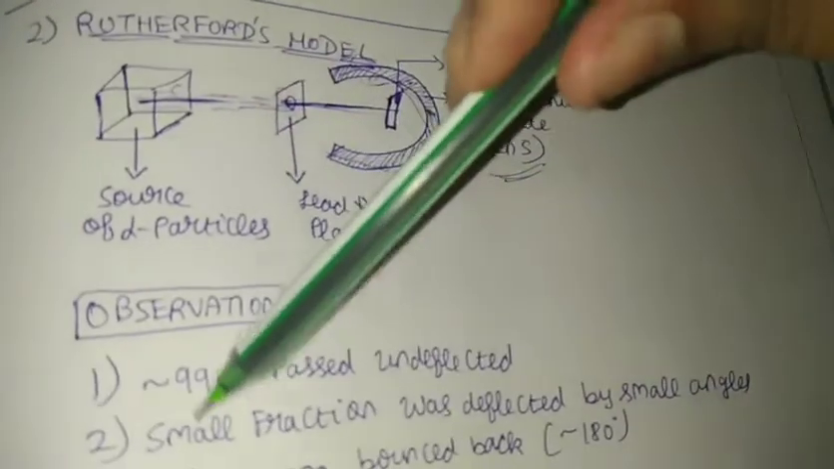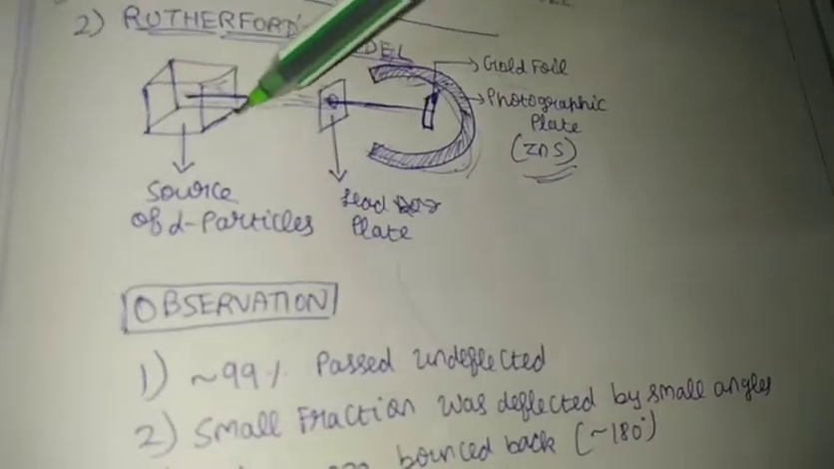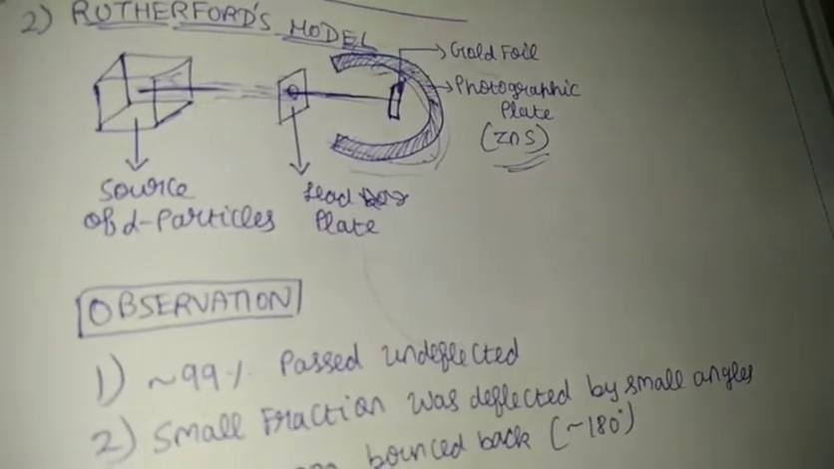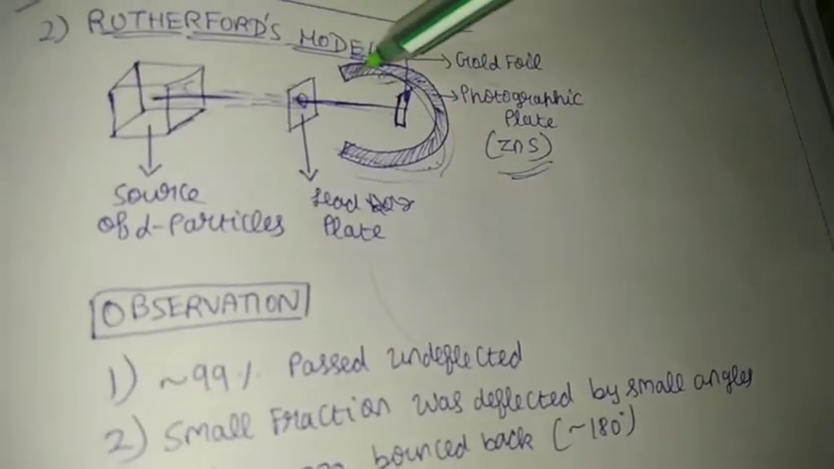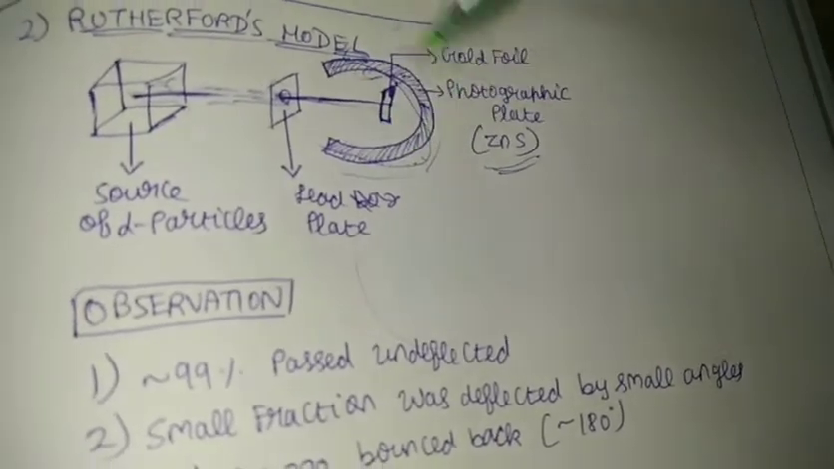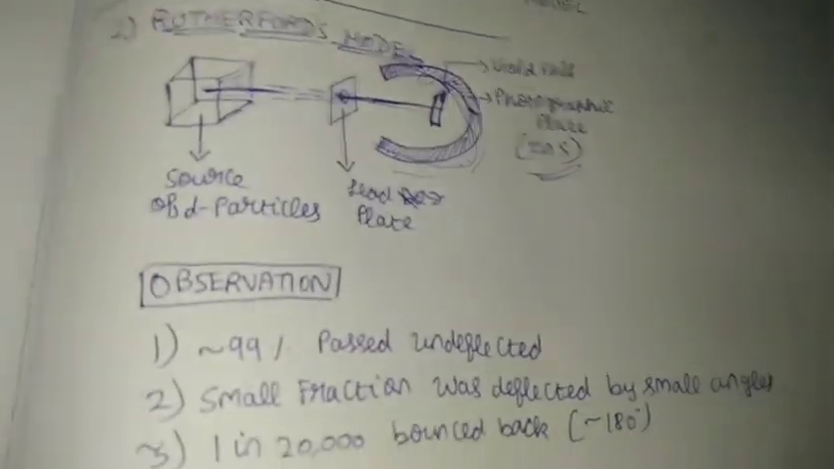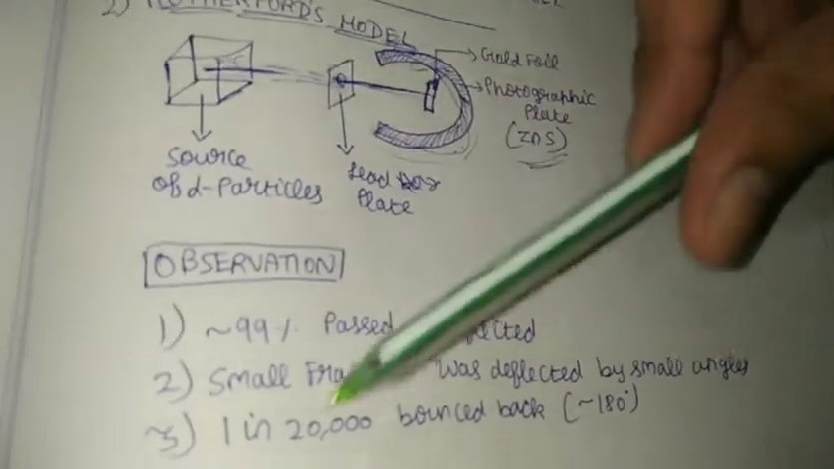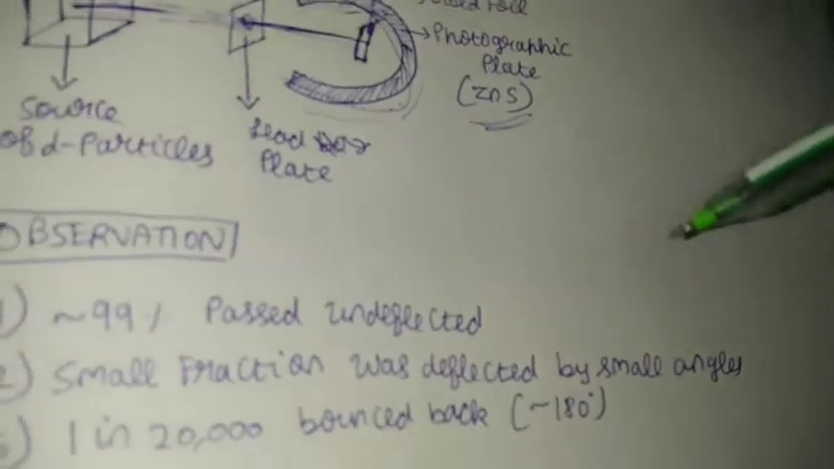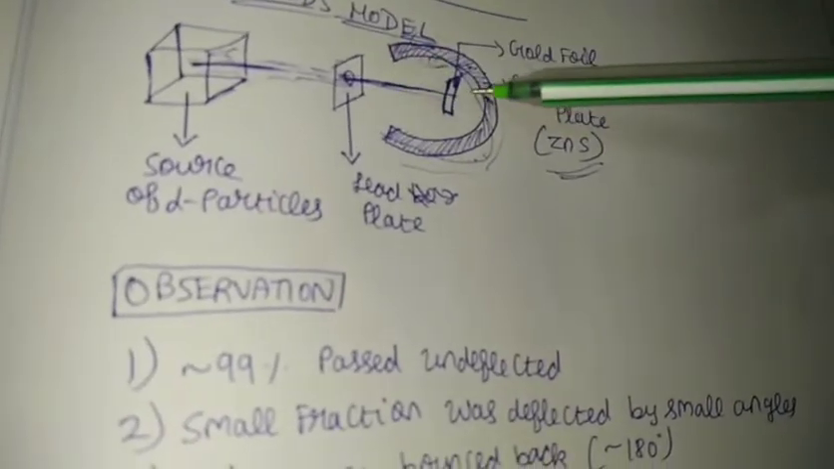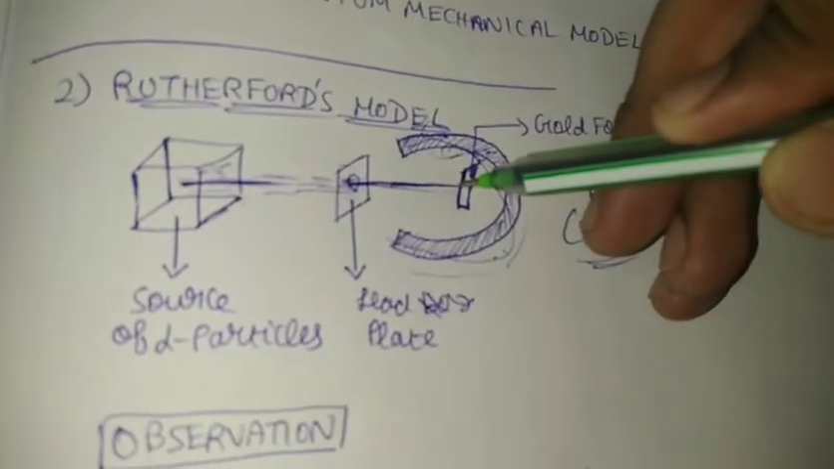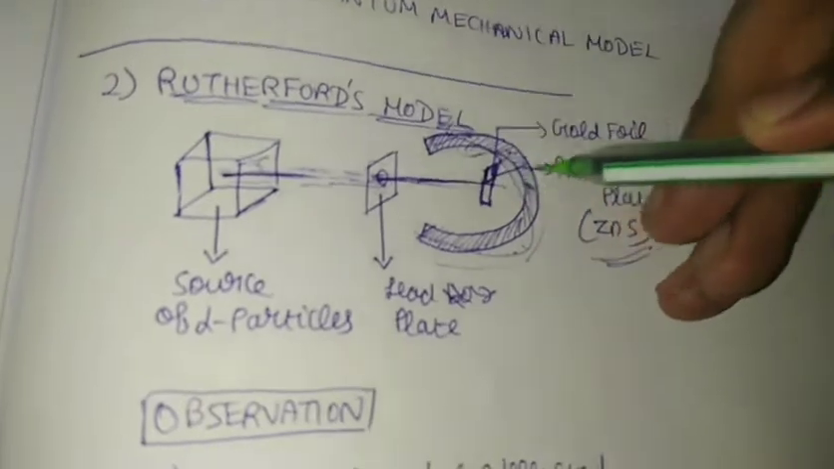About 99% of the rays passed undeflected, meaning they went through the gold foil and struck the photographic plate. And then some struck and were reflected back. That was a very shocking result. Observation: a very small fraction was deflected by small angles, meaning after going through the gold foil, only very few rays went through like this.